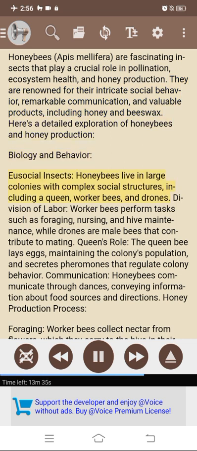Biology and behavior. Honeybees are social insects. Honeybees live in large colonies with complex social structures, including queen, worker bees, and drones. Division of labor. Worker bees perform tasks such as foraging, nursing, and hive maintenance, while drones are male bees that contribute to mating.